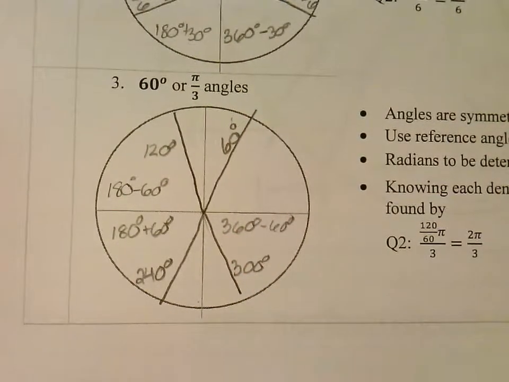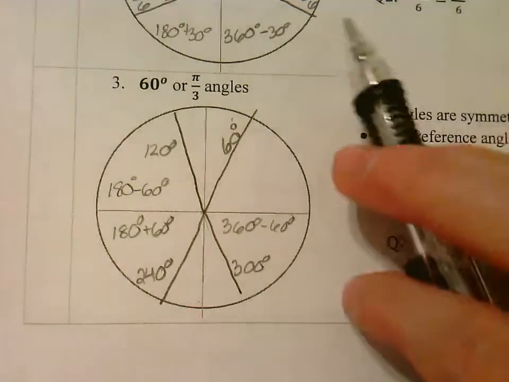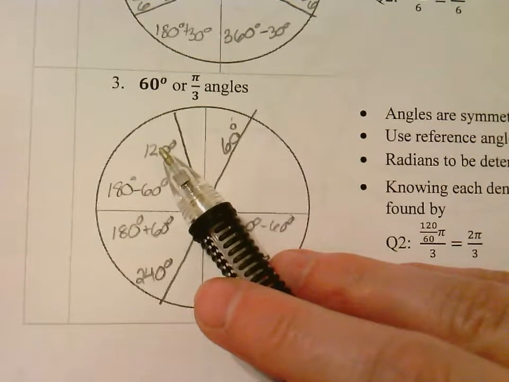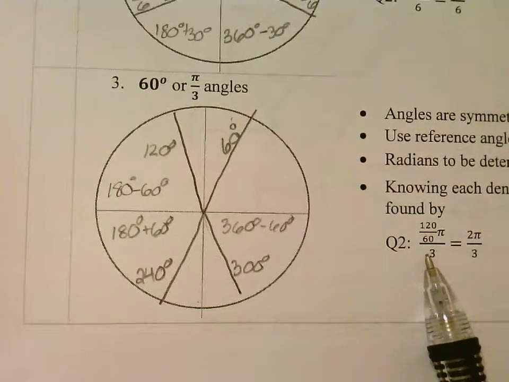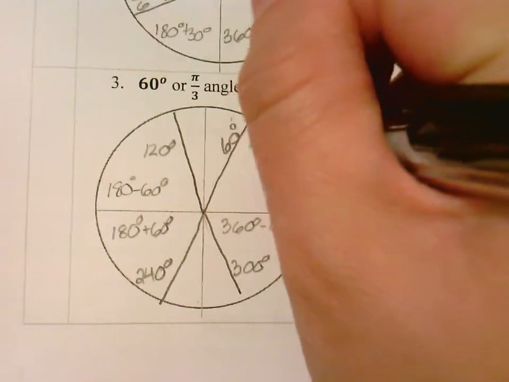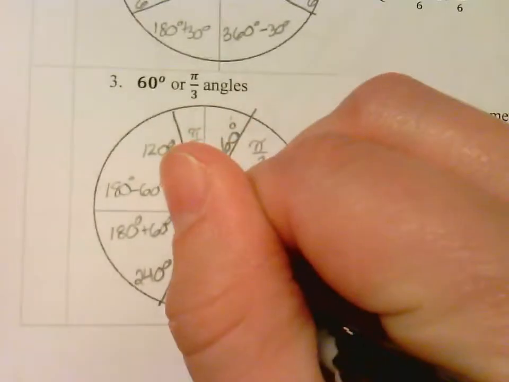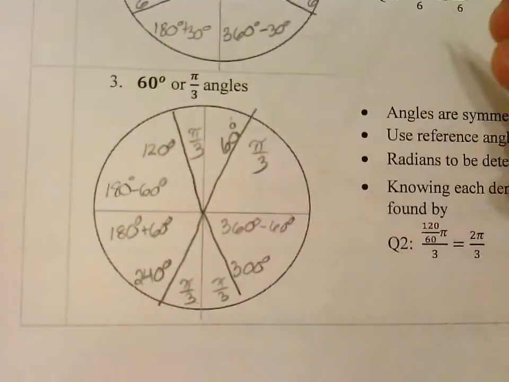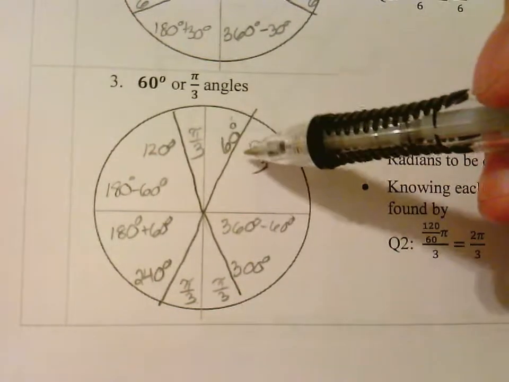Okay? So how you're going to find radians is pretty much the same concept as 30 degrees, except when you're dividing all of these, you're dividing by 60. Another thing about 60: the denominator is always going to be 3. So it's going to be something times pi over 3. So you've got pi over 3, pi over 3, pi over 3, and pi over 3.